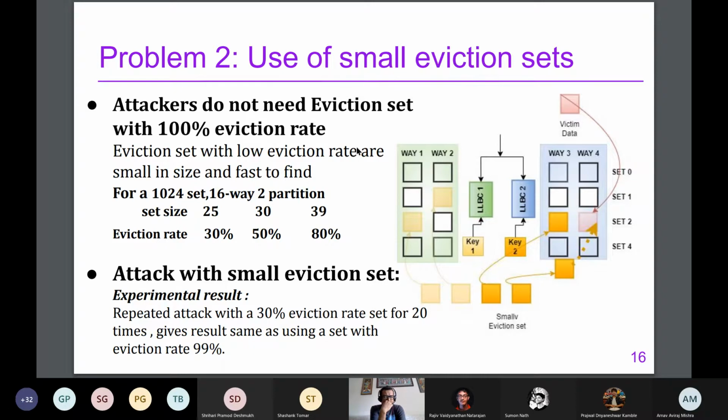They also did an experiment in which they took a 30% eviction rate set, which was a set of size 25, and they repeatedly used it 20 times. The result which came out was more or less matching the result which would have come up had they taken a set which had a 90% eviction rate. So this suggests that, yeah, with smaller eviction sets also, it is possible to perform an attack. Next slide, please.